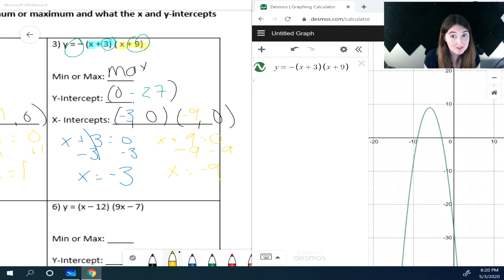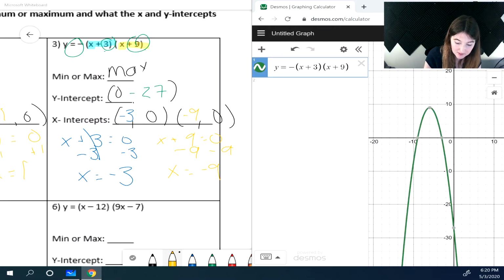Does it have a maximum? Yep. My y-intercept is at 0, negative 27. Yep. My x-intercepts are negative 9, 0, and negative 3, 0. Yep. We did it. Nice job.